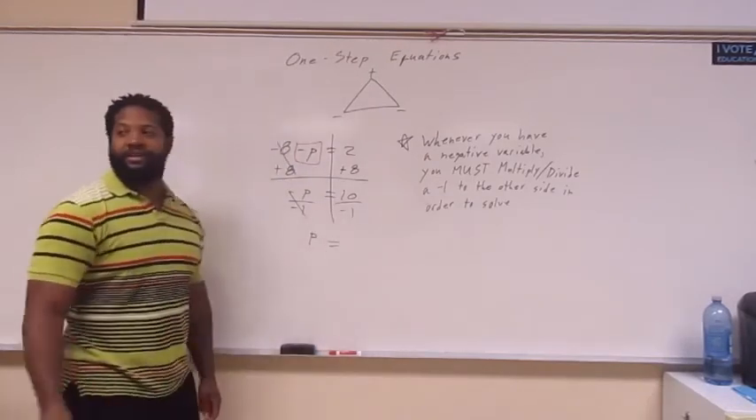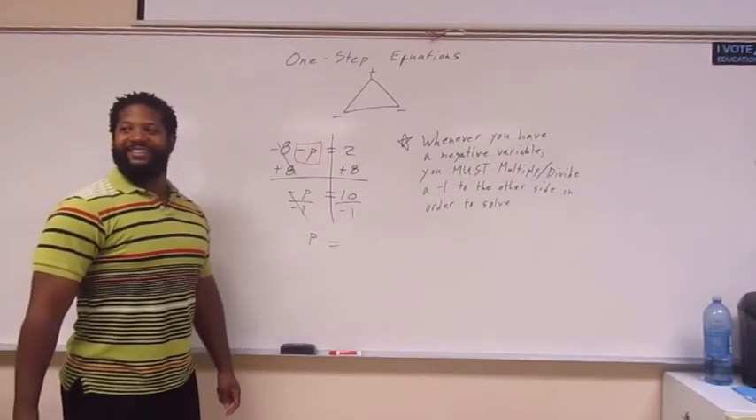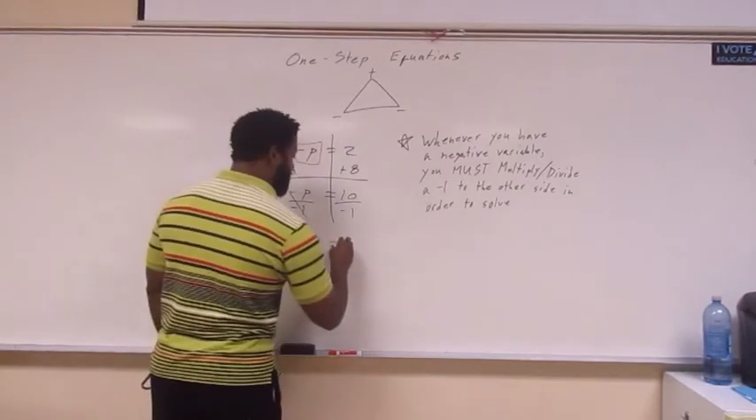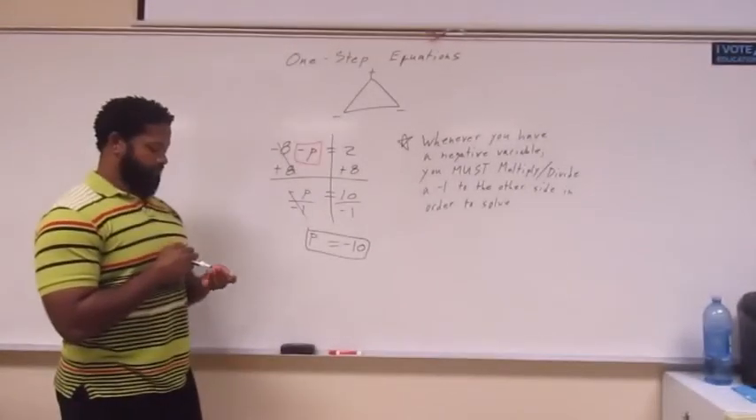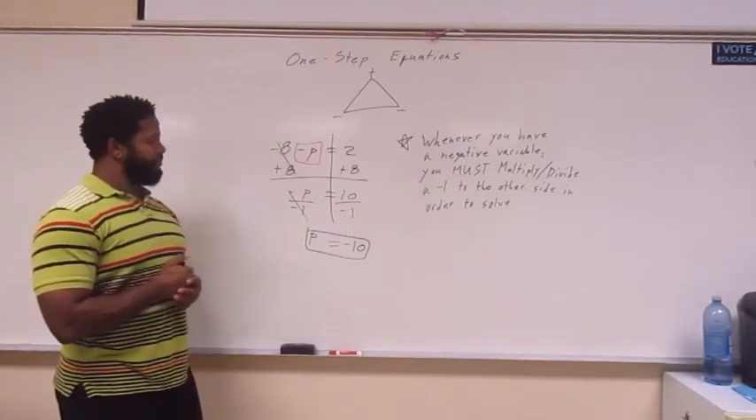10 divided by -1 is what, Miss Johnson? -10. Now you see what I didn't see? Because I was rushing, I put the 1 right between the negative and the p, right? That's correct. I just didn't see what was going on between the -1 and the p. It was going to multiplication, so you divide.